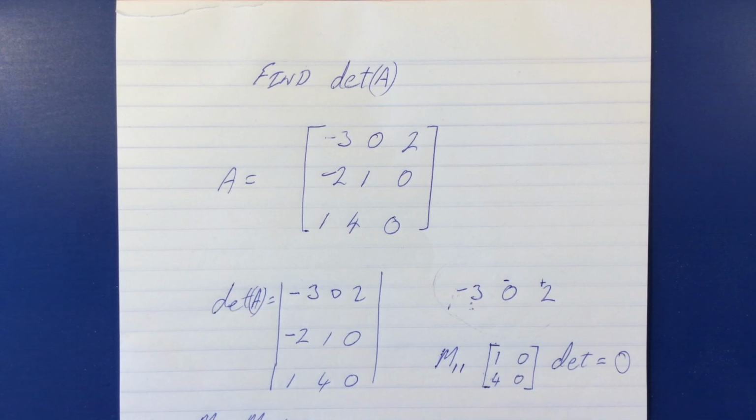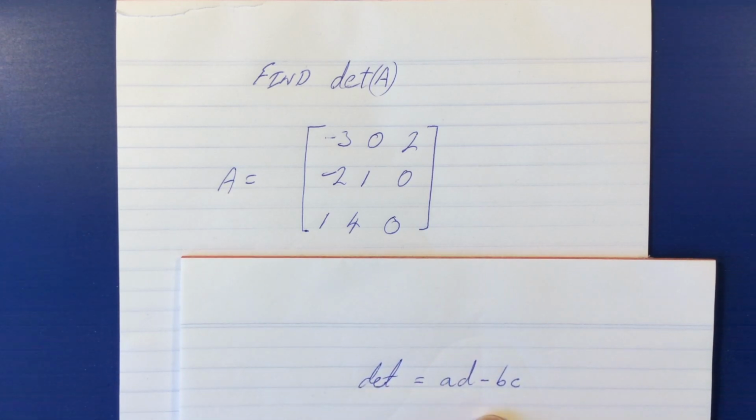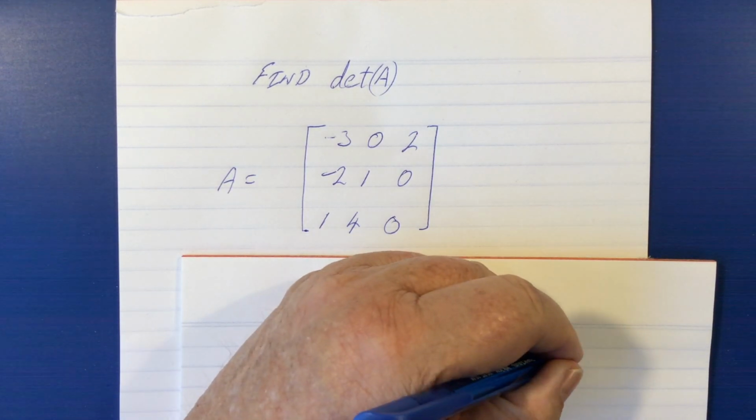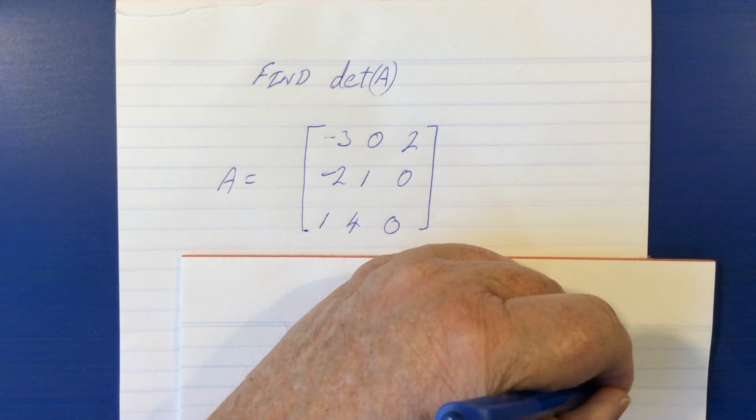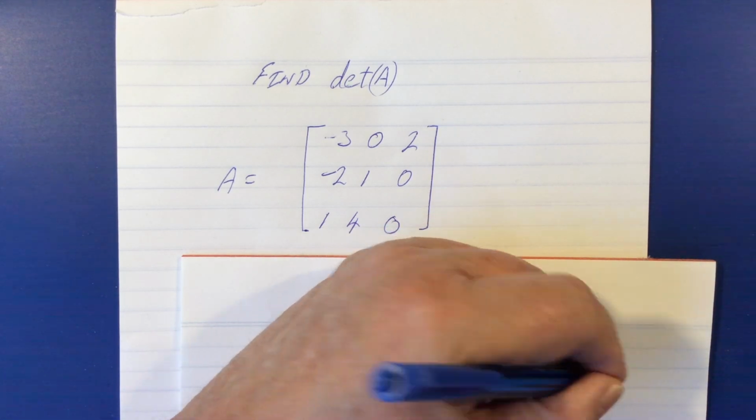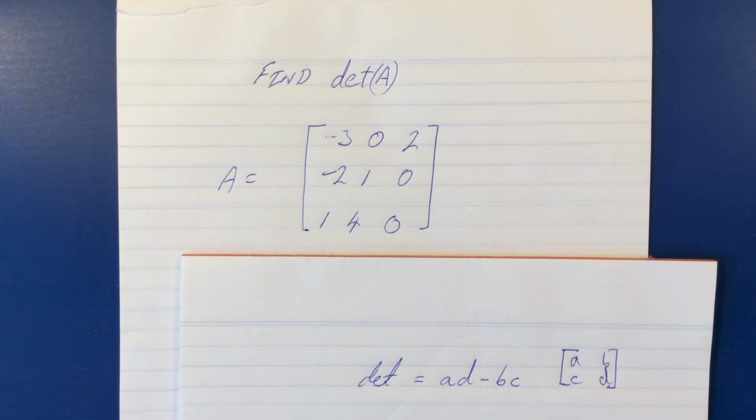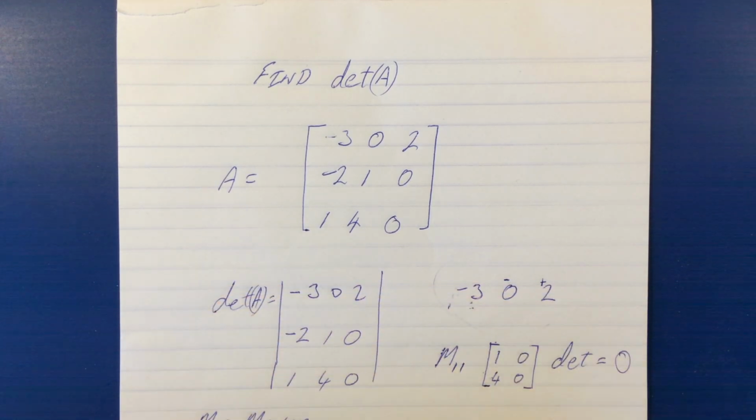If we take the formula here, it's AD minus BC. What does that mean? It means that you have A, B, C, D, and it's A times D minus B times C, and that gives you your determinant. Right. What happens when you have a 3 by 3?